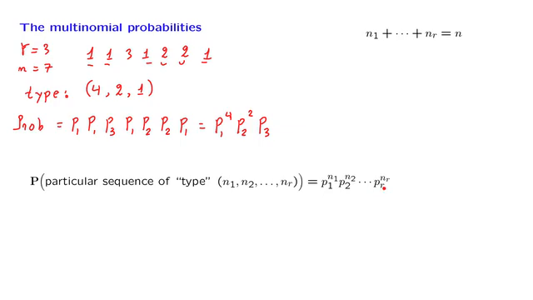What we're interested in is to find the total probability of obtaining some sequence of this type. How can we find this probability? Well, we will take the probability of each sequence of this type, which is this much, and it's the same for any particular sequence, and multiply with the number of sequences of this type. So how many sequences are there of a certain type?